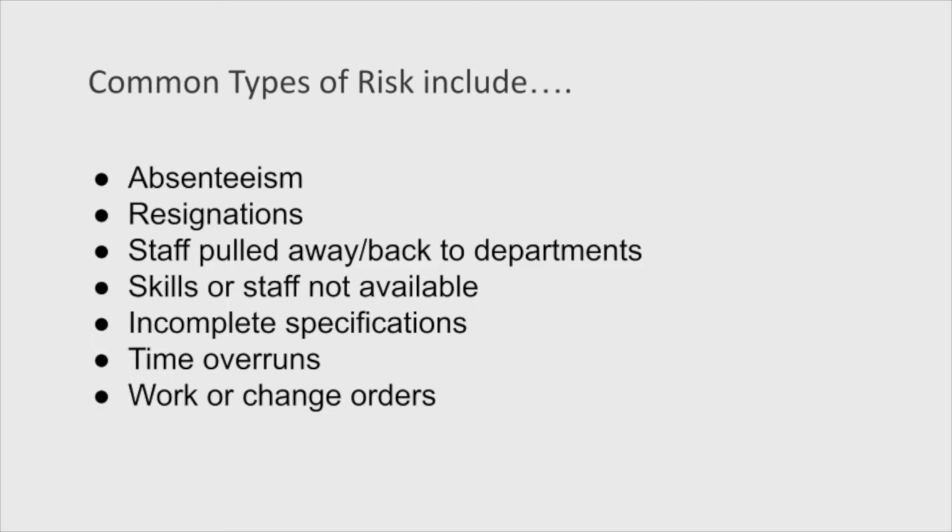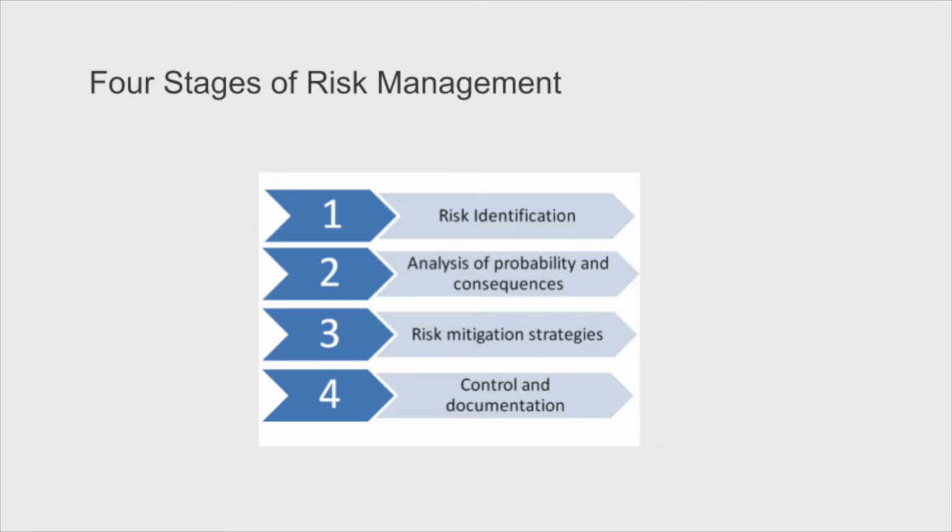This drives up the cost and extends the time. So the risk management process really flows through 4 basic stages. We're going to look at these in turn. We identify all the potential risks. That's the first task that we need to do. We need to analyze the probability and consequences that we just looked at.